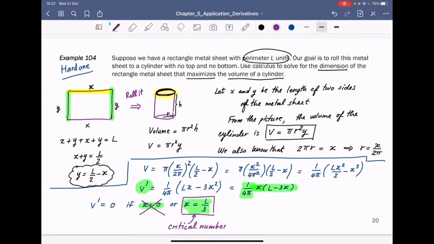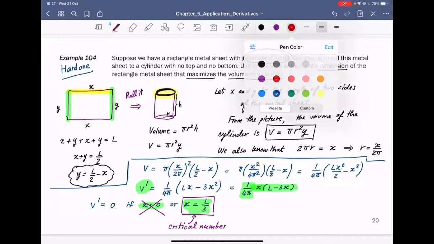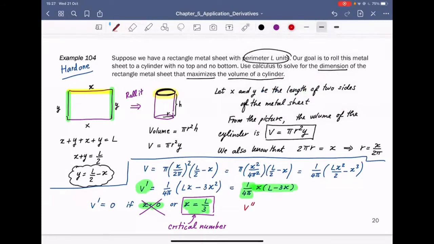And once you get your critical number, how do you know that it gives you a maximum? You can differentiate one more time. So I'm going to differentiate V one more time. This is going to be 1 over 4 pi times: differentiate Lx, so I get L, differentiate 3x squared, I get 6x. And then you can see that V double prime at L over 3 is going to be 1 over 4 pi times L minus 2L, which is going to be a negative number, right?